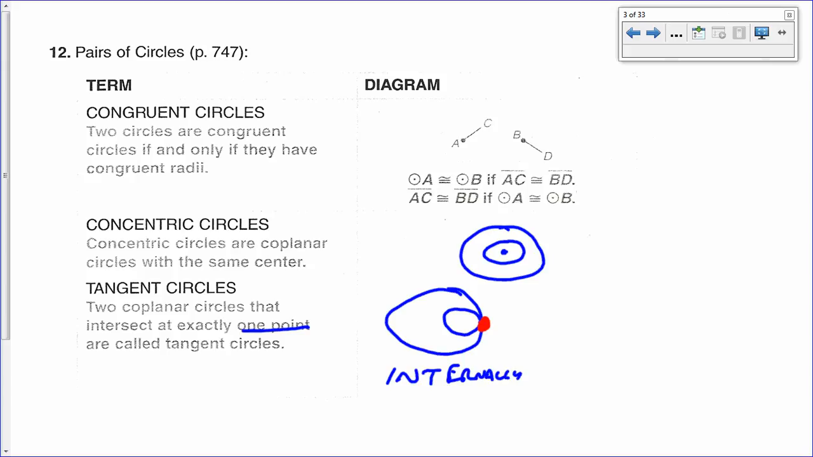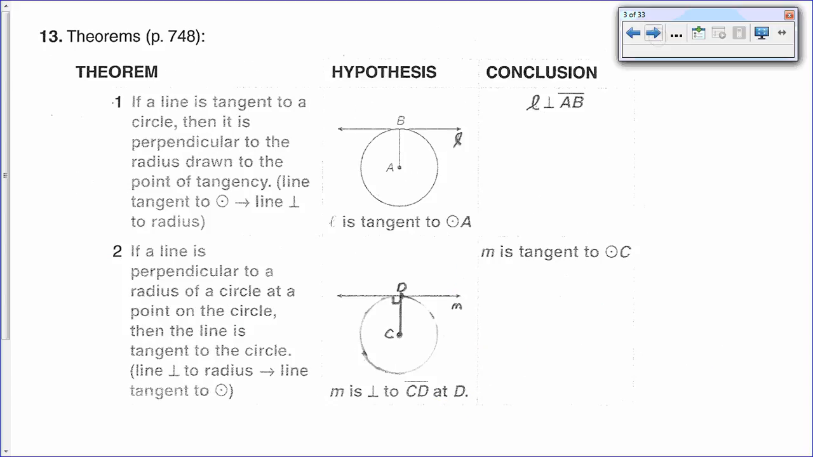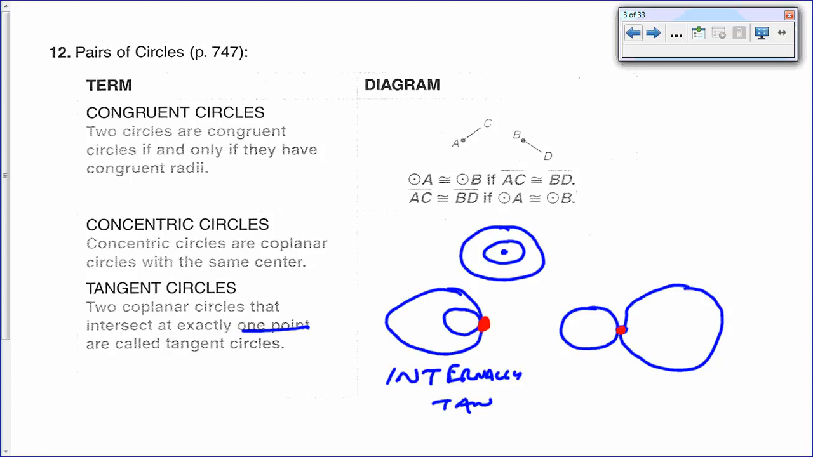If they're externally tangent, you would have a circle, and then you'd have another circle. Pretend they touched at one point there, and that would be an example of externally tangent. They intersect at one point. Make sure you put externally tangent there.